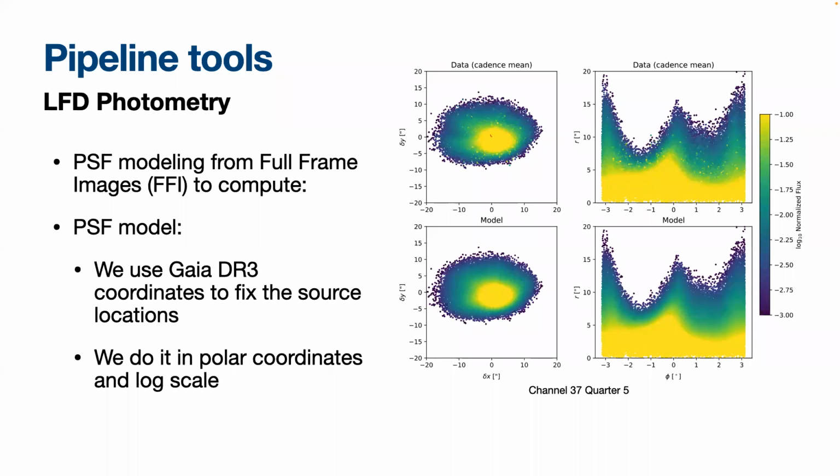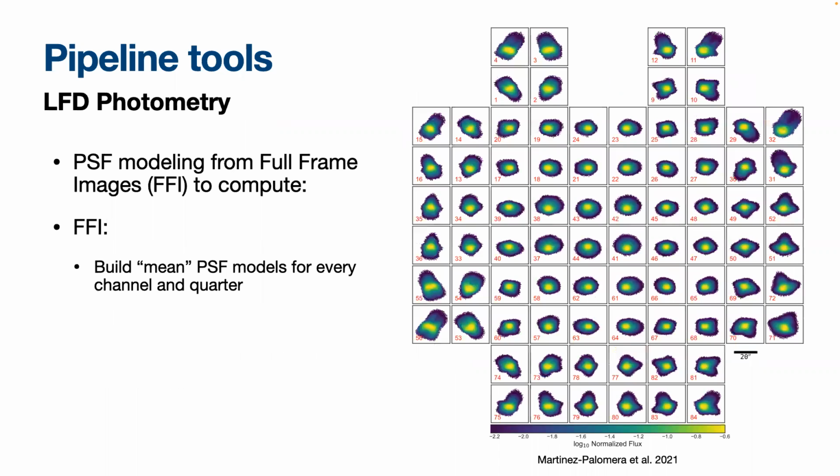The shape of the PSF is very smooth, regular, with some distinctive structure in the wings. And this is the PSF model that we will then apply to the TPF data, as I'll show later. We compute this for all the channels and all the quarters that are available. This wall image shows all the PSF models for quarter 5. That's why model number 2 is missing.